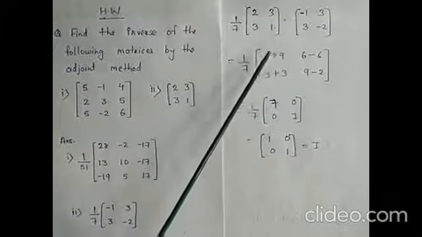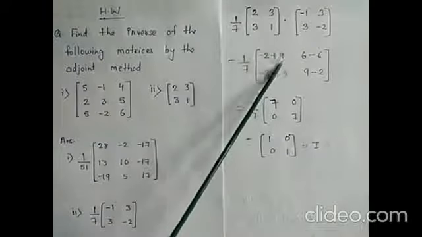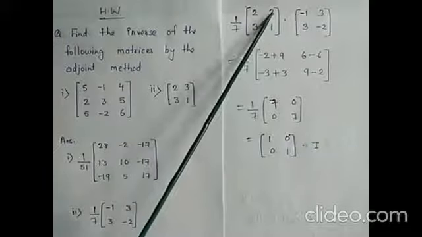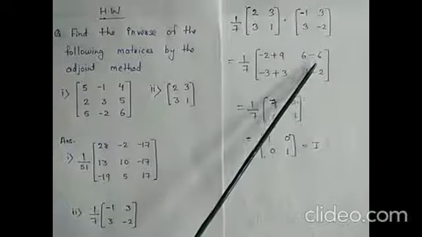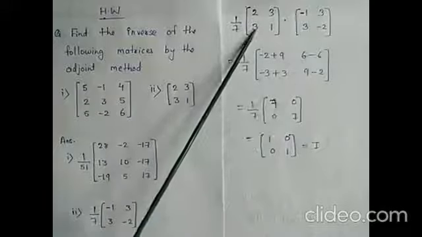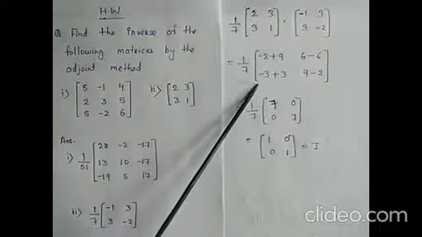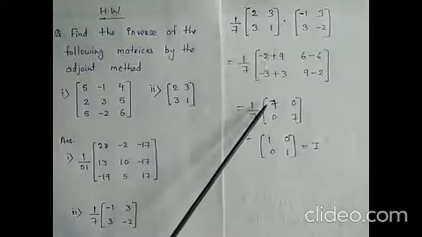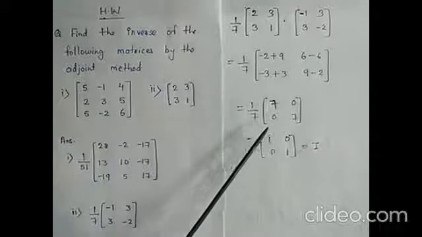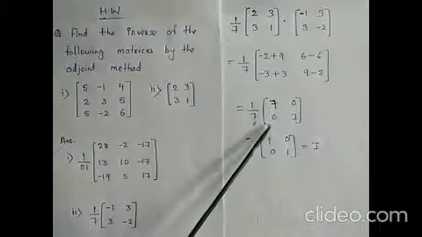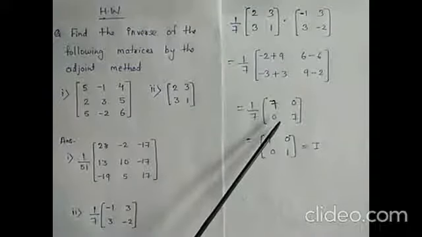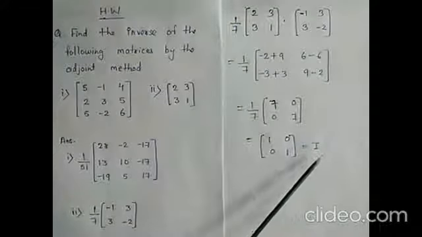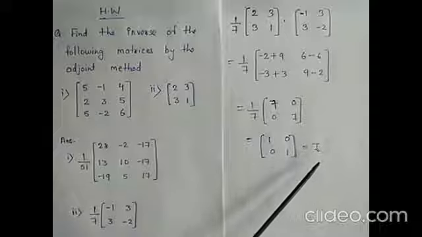2 into minus 1 is minus 2, plus 3 into 3 is 9. 2 3s are 6, minus 3 into minus 2 that is minus 6. Okay, plus into minus is minus. Again 3 into minus 1 is minus 3, plus 1 into 3 is 3. Similarly you can do it, and we have got 1 upon 7 into 7, 0, 0, 7. Multiply 1 by 7 with each and every element of this matrix. You will get 1, 0, 0, 1, which is nothing but the identity matrix of the same order.